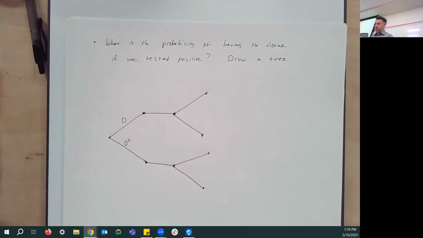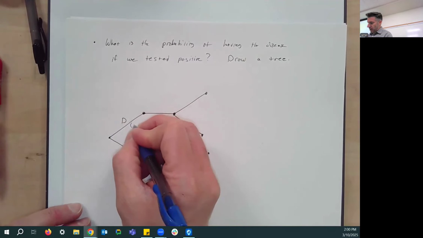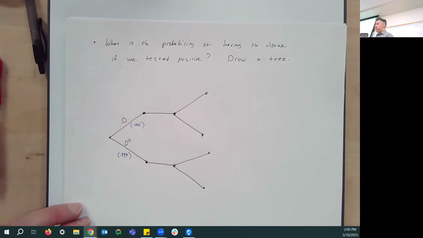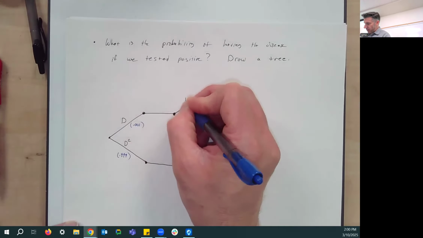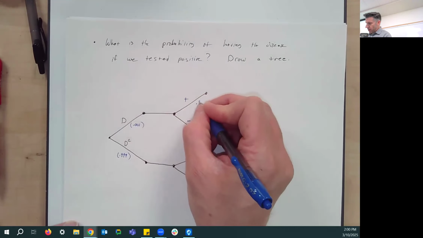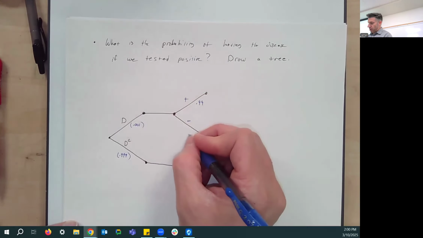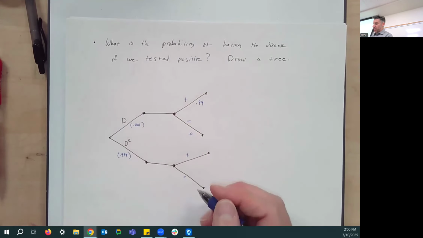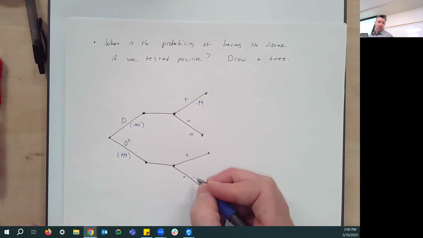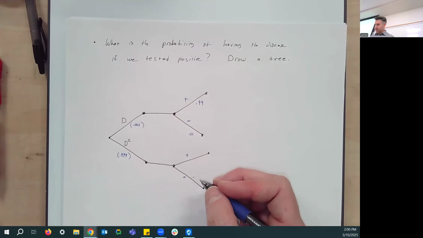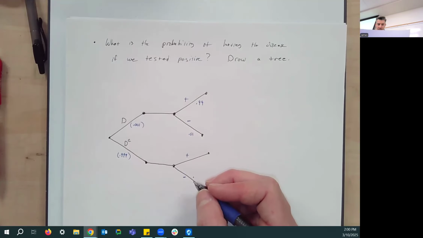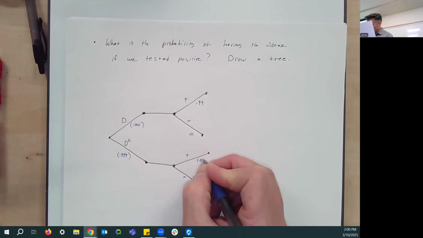And then their associated probabilities, which were 1 out of 1,000 or 0.001, and the rest, 0.999. And then the probability of having a positive test when you have the disease, positive here, negative here, was 0.99 for a positive test and 0.01 for a negative test. And for a positive test and a negative test, given we didn't have the disease, it was 0.02 up here and 0.98 down here.